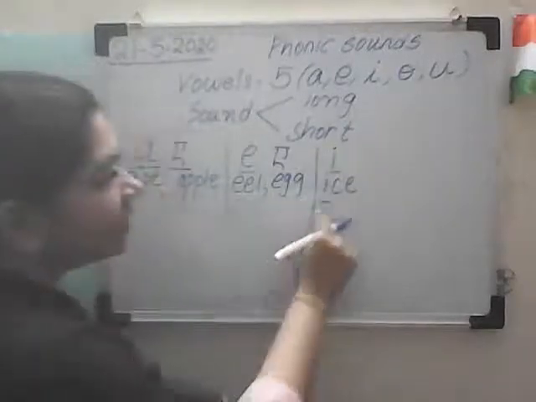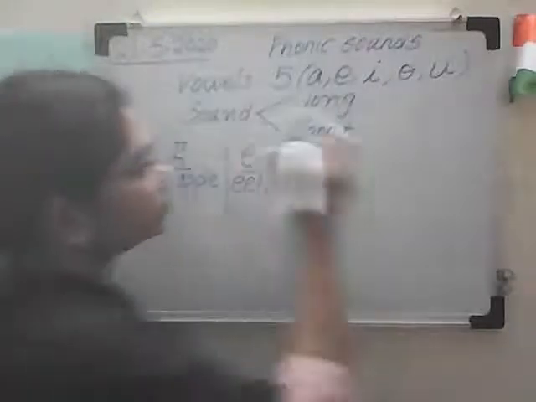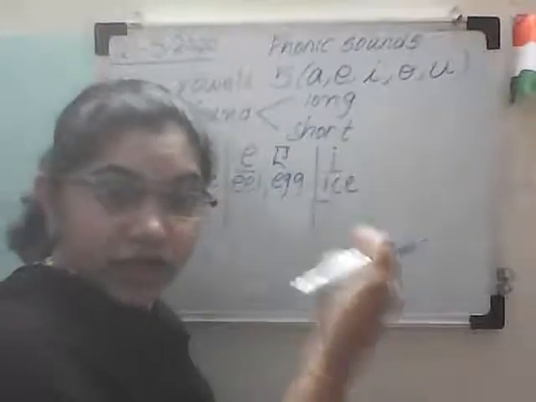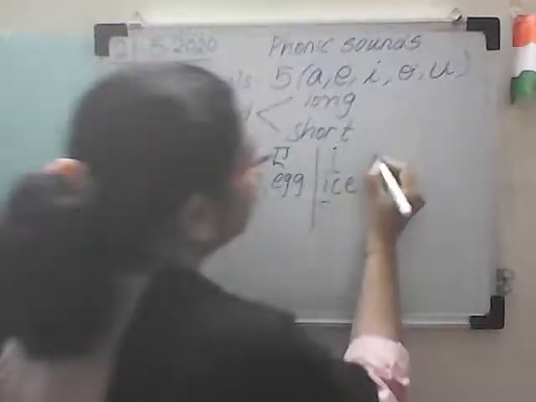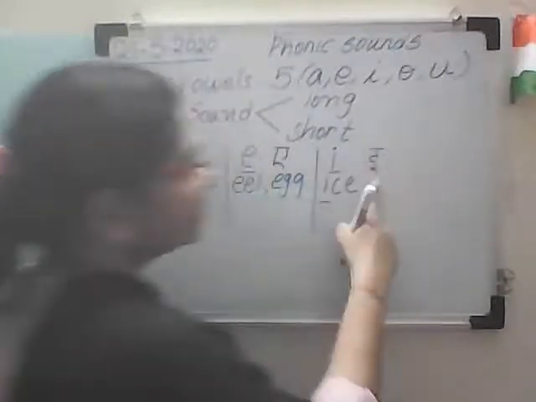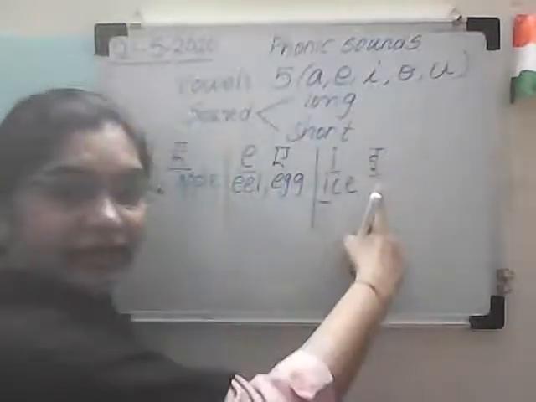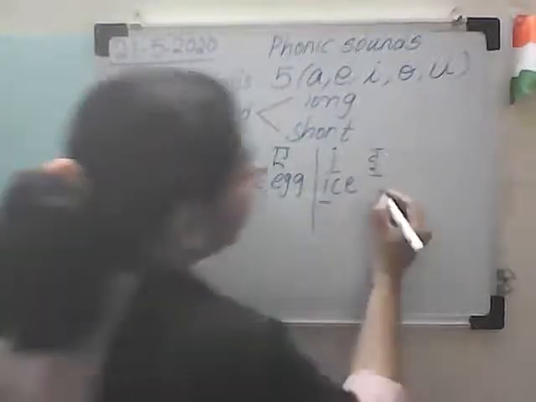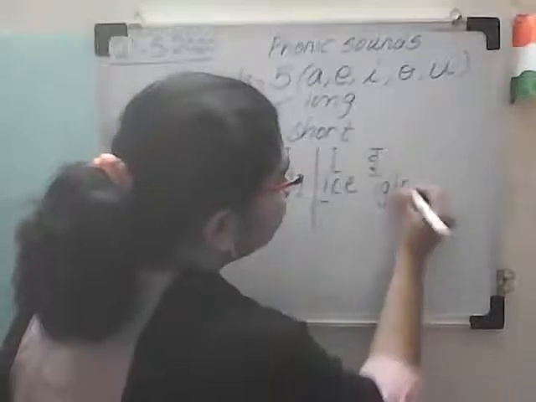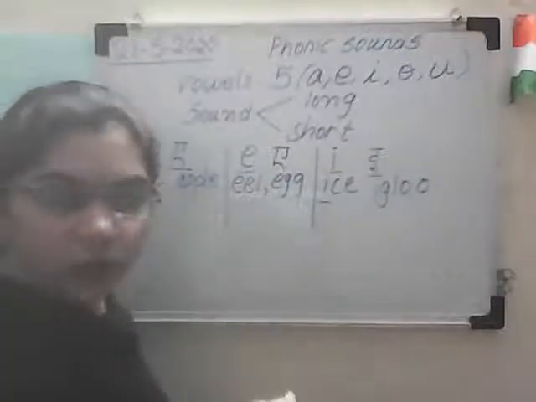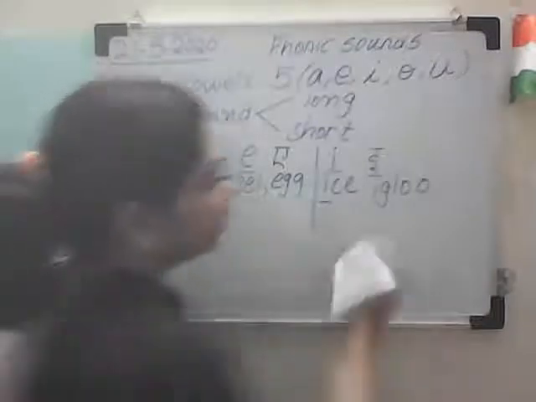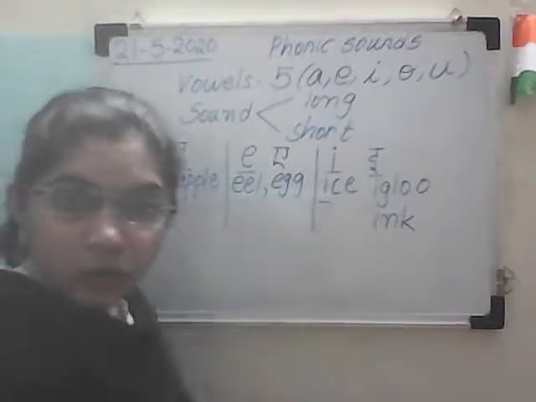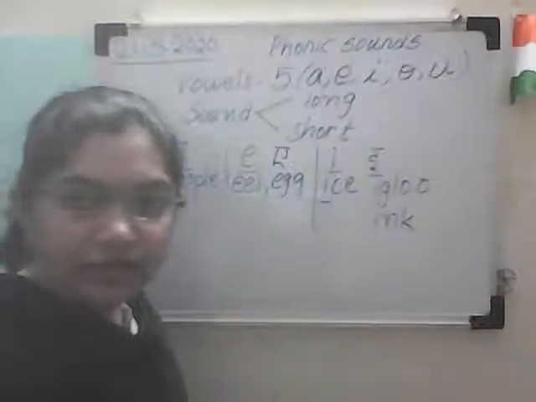Ice. I-C-E is ice. And what is the short vowel sound for I? Short vowel sound for I is E. It is like this, E, like in igloo. I-G-L-O-O, igloo. Ink. I-N-K, ink.